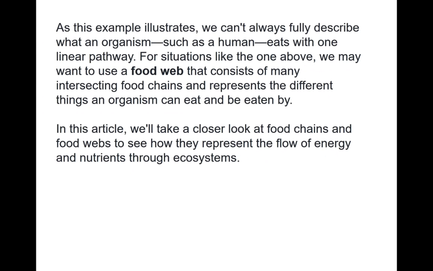And this example illustrates we can't always fully describe what an organism such as a human eats with one linear pathway. For situations like the one above, we may want to use a food web that consists of many interacting food chains and represents the different things an organism can eat and be eaten by. In this article, we're going to take a closer look at food chains and food webs to see how they represent the flow of energy and nutrients through the ecosystem.